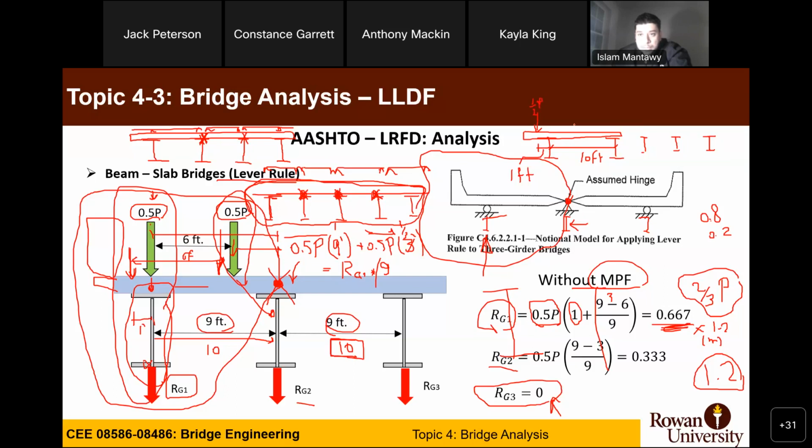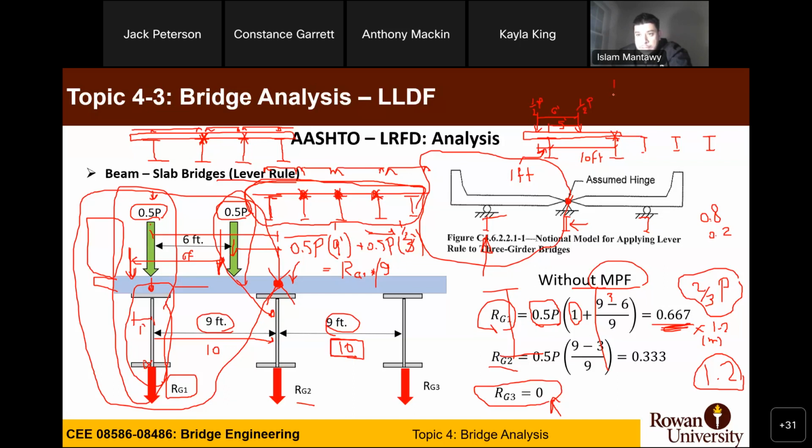The second P will be 6 feet from this point, or actually 5 feet from the exterior girder, right? Because you have 1 foot here. Now we have another half P. Now take the moment around the interior girder.